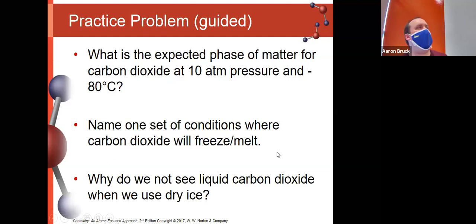So what kind of questions can we ask you about a phase diagram? Well, most of them stem from the graphical analysis, the interpretation of that diagram. So let's look at number one. What is the expected phase of matter for carbon dioxide at 10 atmospheres of pressure and negative 80 degrees Celsius?